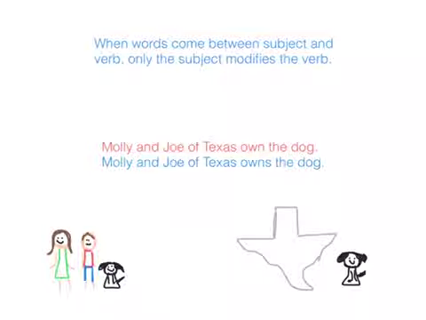It gets a little bit trickier when words come between the subject and the verb. Again, I think the process of boxing the subject and circling the verb is very helpful when you're learning this, because it's important to realize that only the subject modifies the verb. So my example is Molly and Joe of Texas own the dog. I'm going to box Molly and Joe because we know that is the subject, like we learned in my previous example. And the verb is own.